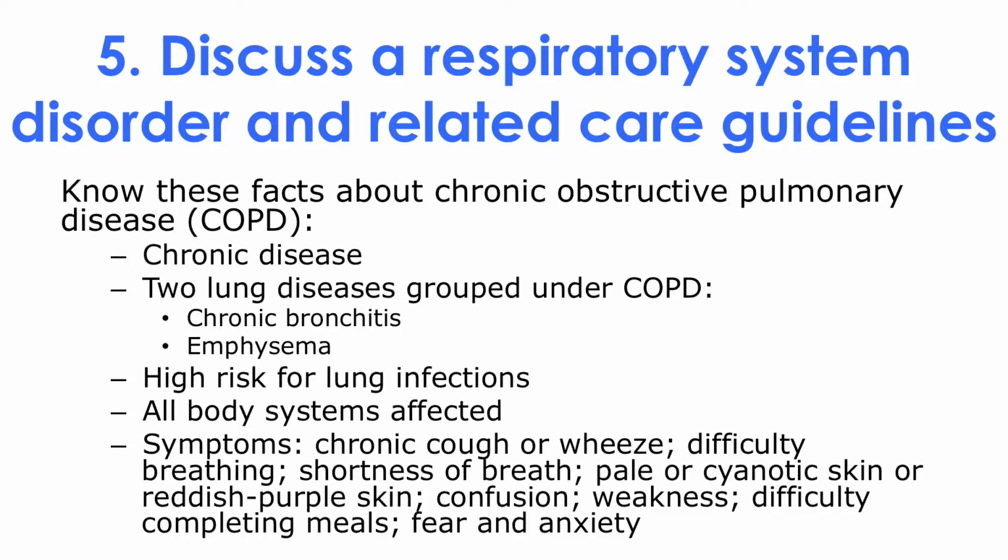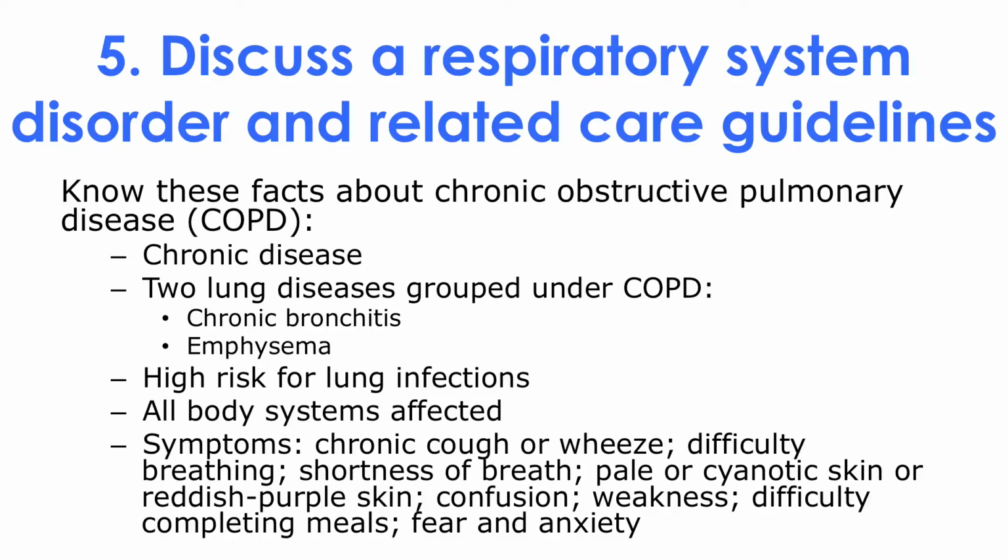A lung disease that is grouped right under COPD is chronic bronchitis. So itis, what does that mean? Inflammation, that's right. So inflammation of your bronchioles, okay? So chronic bronchitis is technically under the category of COPD. Emphysema is also a second lung disease that is grouped under COPD. All right, so if somebody has COPD, there's a high risk of lung infections, okay?